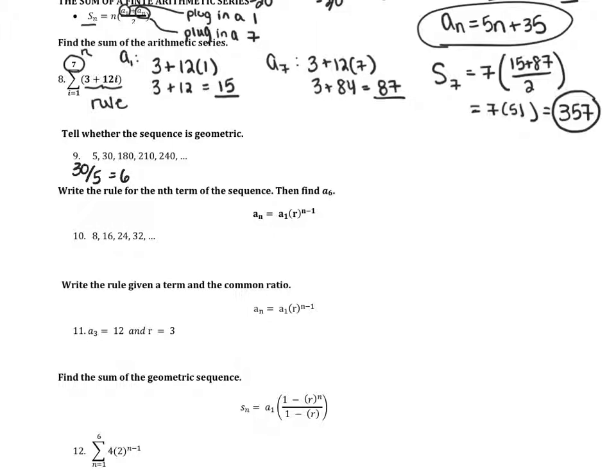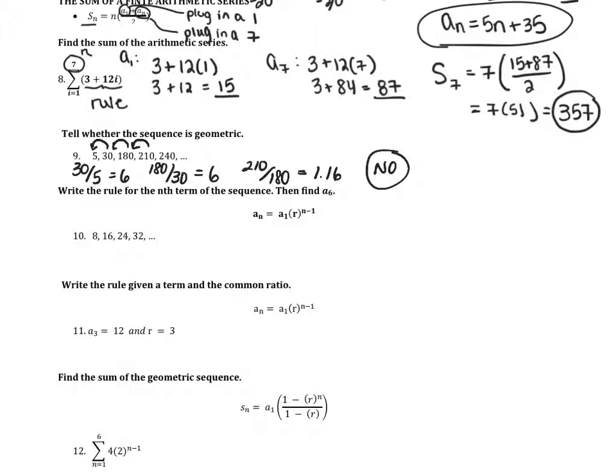And you have to do that for each set. So we just did 30 over 5. Now we do 180 over 30, which also gives us a 6. This is good so far. It's staying consistent. You want it to be the same number every time. So now we try 210 over 180, but this is where we stop because we're getting 1.16. That is not equal to 6, so they're all not the same. You don't even have to check the next one. You know this is a no, not geometric.